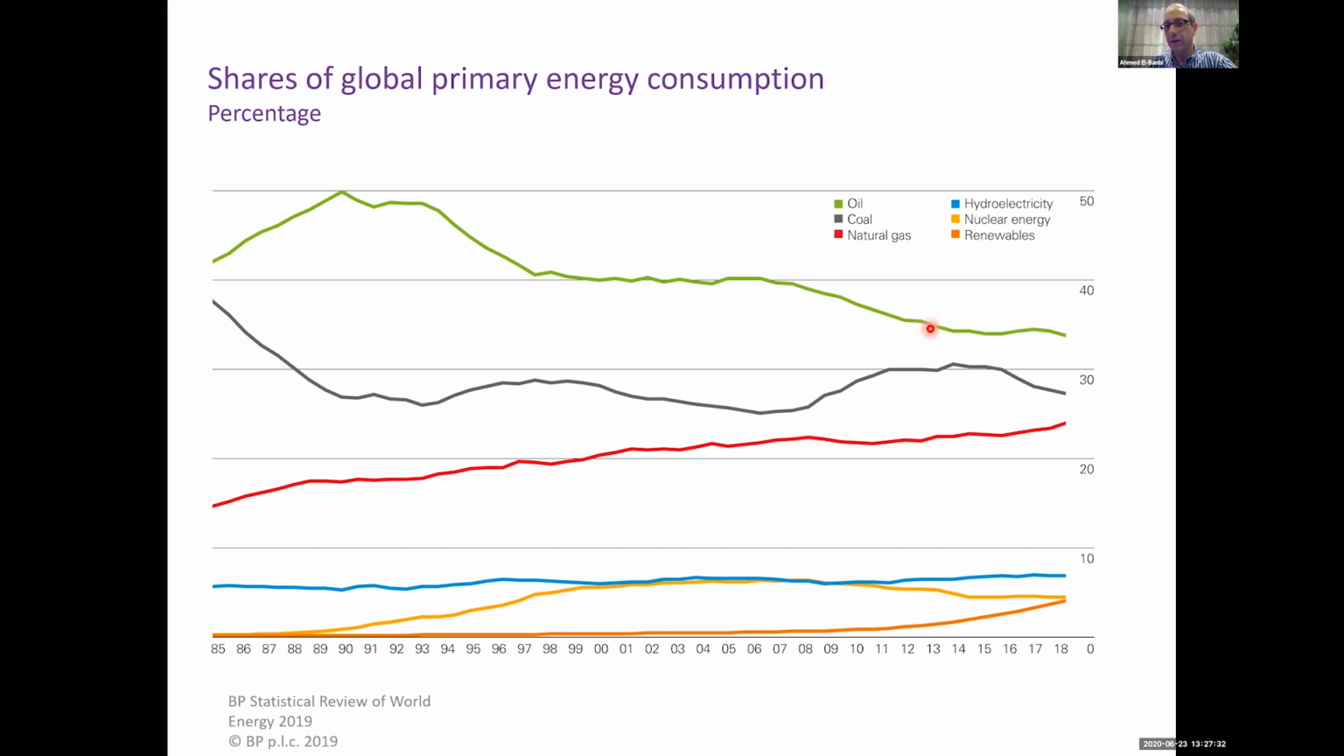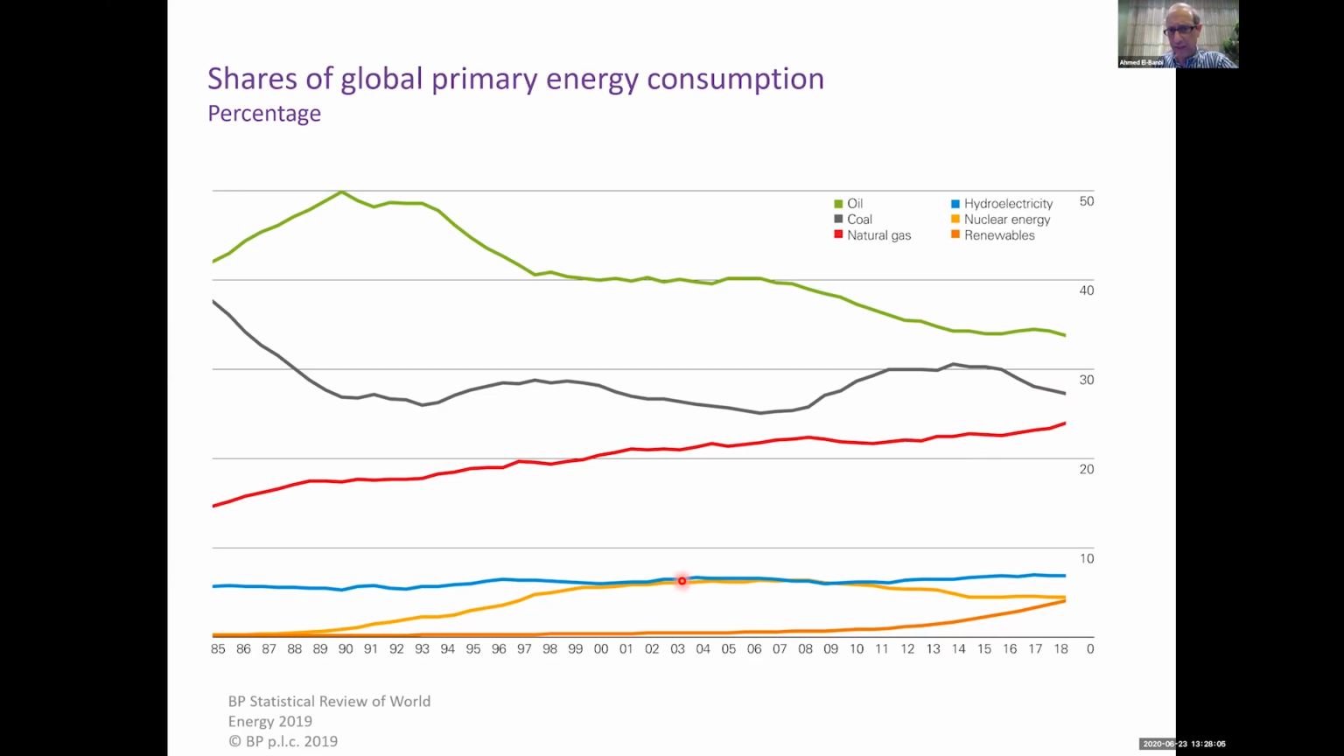And some other energies are compensating the share, but not the quantity. I'm making this point one more time: the quantity of oil consumption has been increasing year after year. What has been reducing is the share of oil in the total energy. Gas has been growing in quantity and in its share of the total energy consumption.